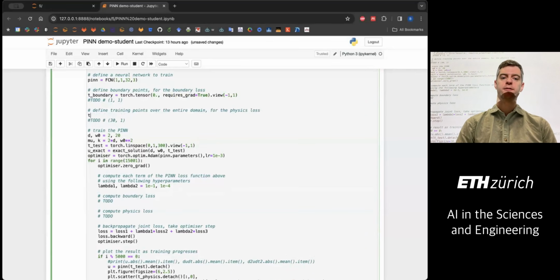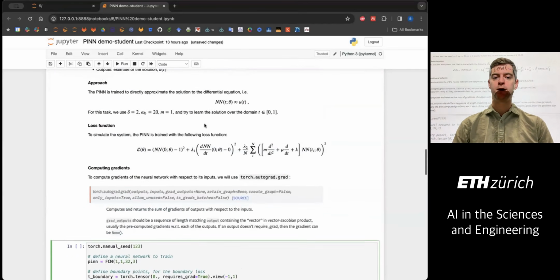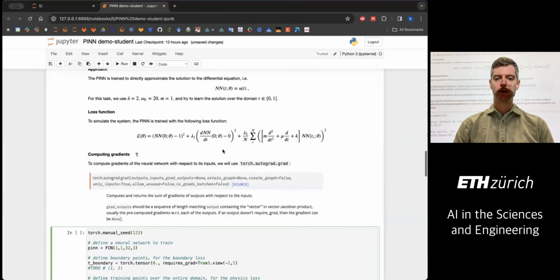We also have to define our physics training points. These are the co-location points that we use to evaluate the physics loss. It's going to look very similar, but now we need more than one point. We need to sample the points across the domain. So I'm just going to do a simple uniform sampling of the points from 0 to 1, which is the domain that we're going to be solving the differential equation over.